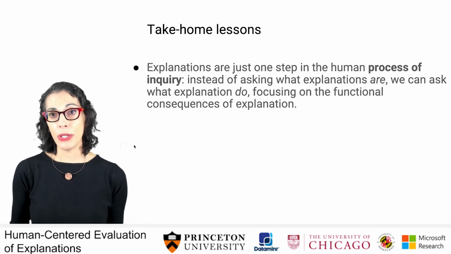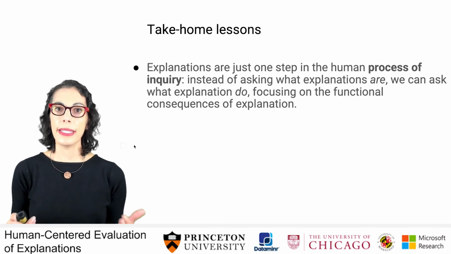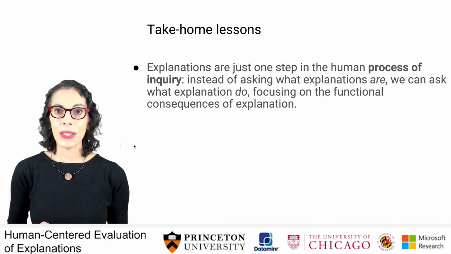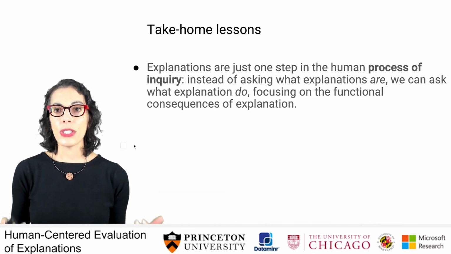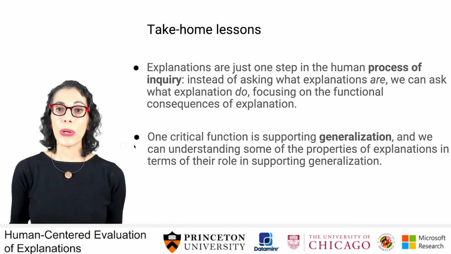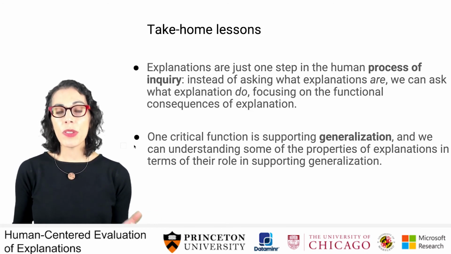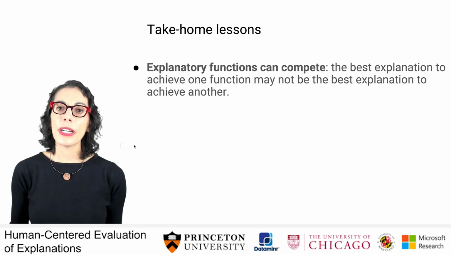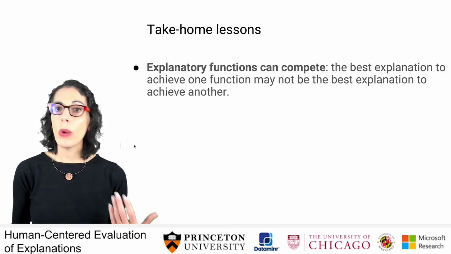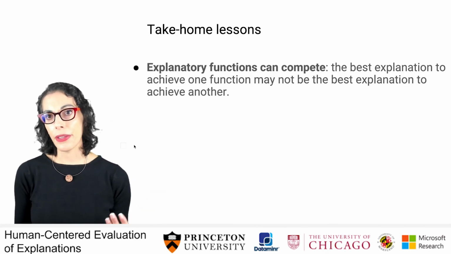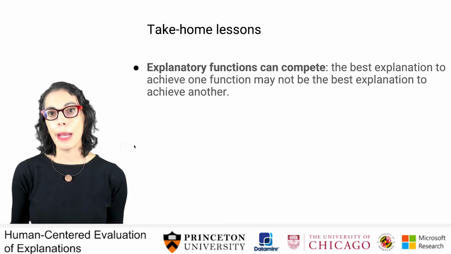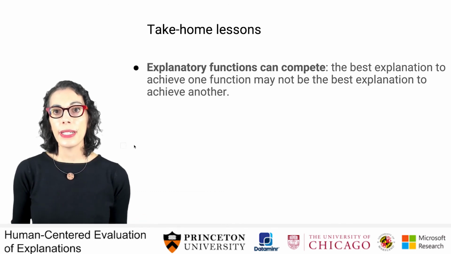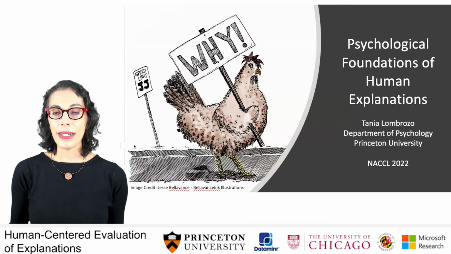I've also emphasized a functional approach, starting from the observation that explanations are just one step in the human process of inquiry. Instead of asking what explanations are, we can ask what explanations do, focusing on the functional consequences of explanation. One critical function is supporting generalization, and I've suggested that we can understand some of the properties of explanations in terms of their role in supporting generalization. And finally, explanatory functions can compete. The best explanation to achieve one function may not be the best explanation to achieve another. For this reason, I think it's crucially important for XAI applications to be explicit about what explanatory functions they hope to achieve and to take a function-first approach to constructing explanations. I'll end there with many thanks for your attention.